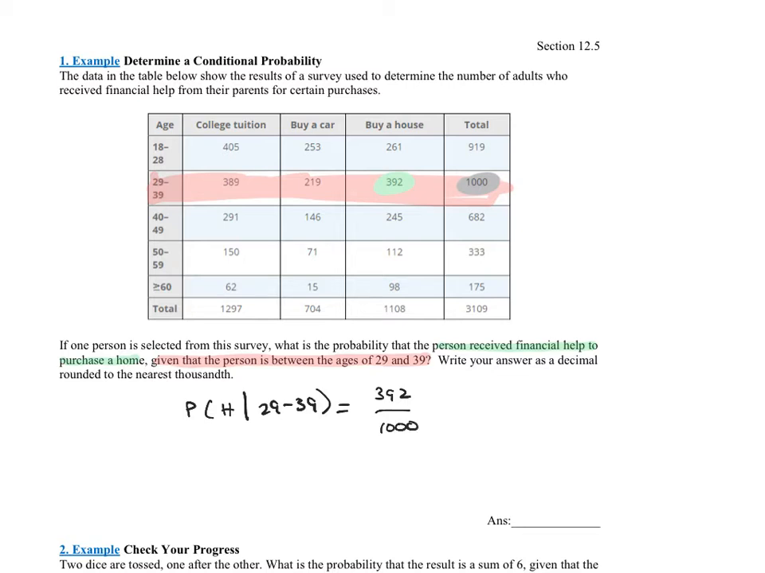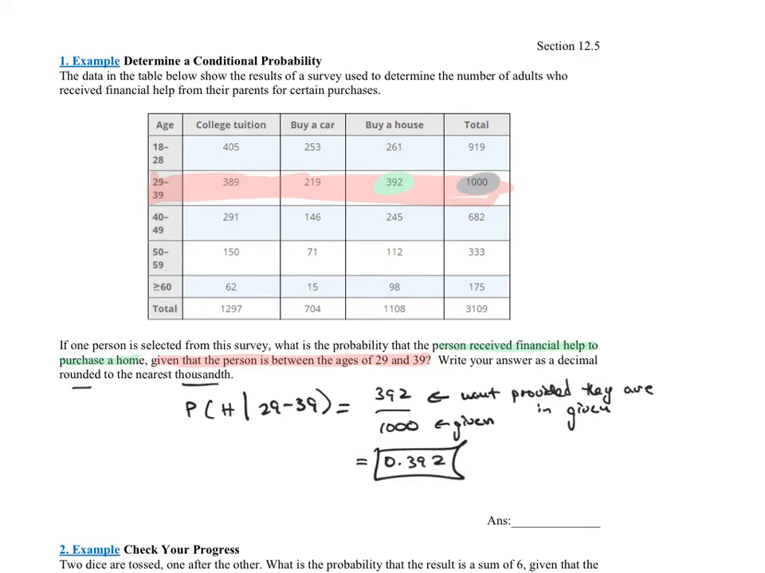Okay? Remember, the denominator is what's given, and the numerator is what you want, provided they are in the given. Okay. So, if we read it, it says write your answer as a decimal rounded to the nearest thousandth. That's 3 decimal places. Throw that into your calculator. I get 0.392. And that would be my final answer right there for that problem.